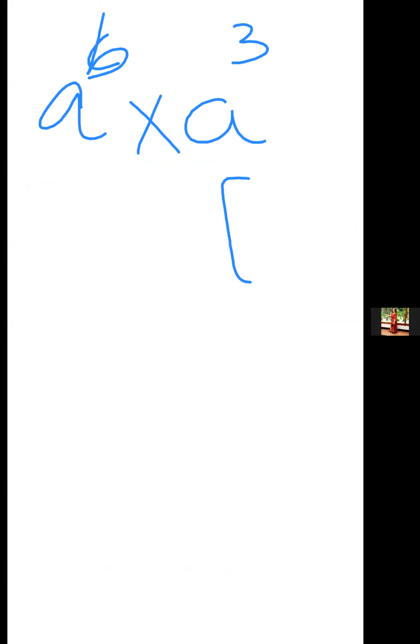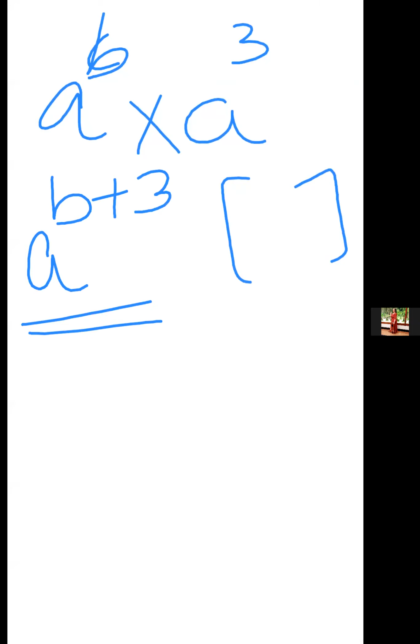A raised to power B multiply A raised to power 3. So when bases are same, powers are added. You have to write the law. So A raised to power B plus 3. So this is your answer. So B plus 3 we cannot add because B is the alphabet and 3 is a number, constant. So we cannot add. So this is the answer, A raised to power B plus 3. Try the other two parts.